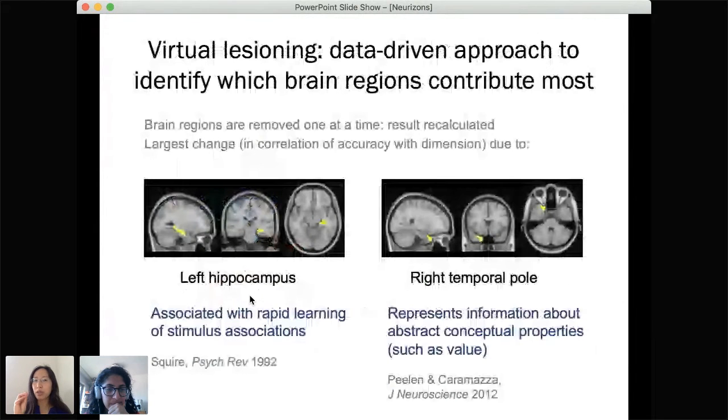And then, as I said, we can also use this as a data-driven approach to ask: we look at the whole brain, but which region in the brain contributes the most towards the result that we saw? To understand this, we did a virtual regioning, where we removed one region of the brain at a time, and then repeated the analysis to see which region changes the results the most. What popped out was the left hippocampus, which has particular associations with the rapid learning of stimuli, and the right temporal pole, which codes for more abstract conceptual properties. So this was a nice way to see whether or not our work could be consistent with already known results in the neuroscience literature.